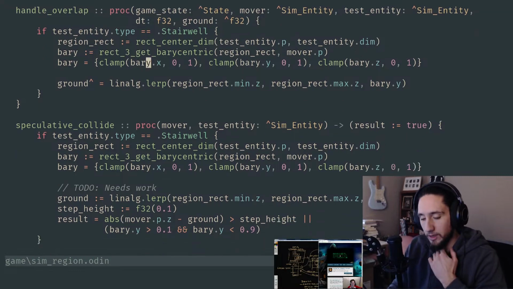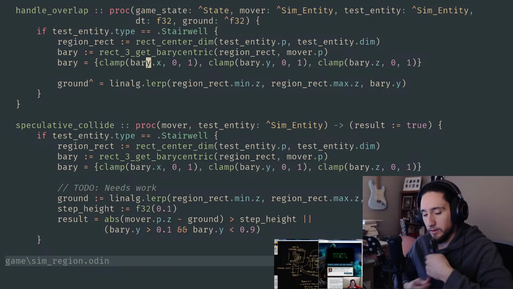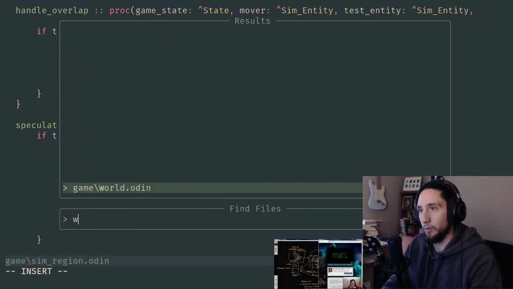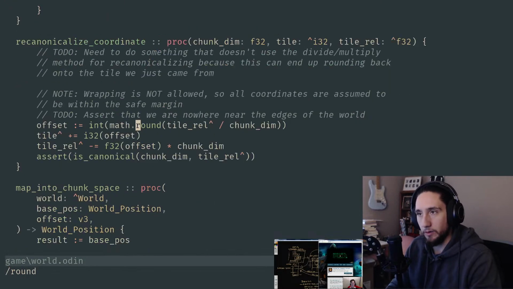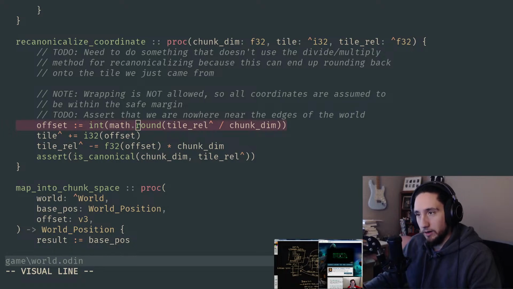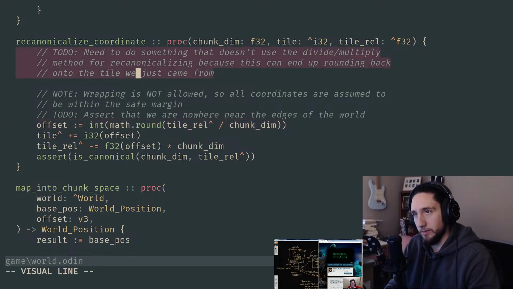Just looking at the problem, it seemed to me like it was a rounding error in the world code, with this math.round call right here. I thought the problem was exactly what this to-do describes, as I mentioned probably 3 or 4 times during that stream: need to do something that doesn't use the divide and multiply method.